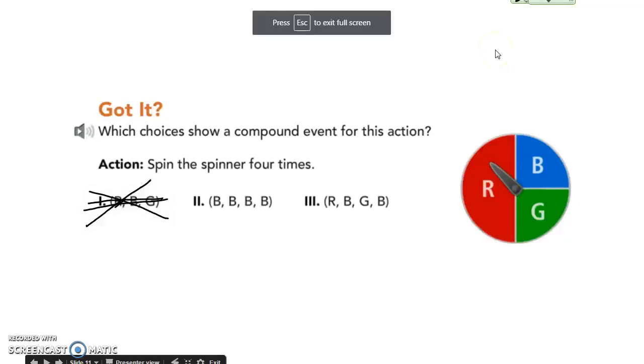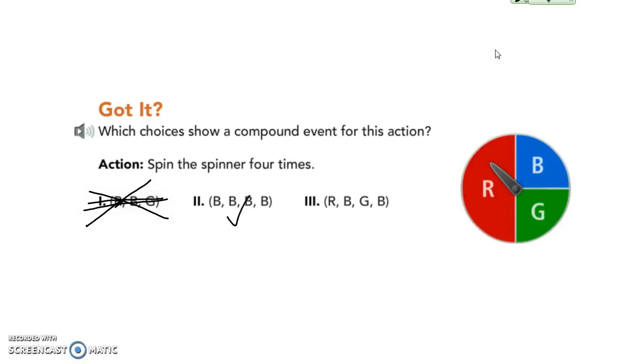So then that means option 2, could I spin blue 4 times? Unlikely, but I could do that. And then the last one, red, blue, green, blue, that could work as well. If I spun the spinner 4 times, that would be a possible compound event that I could get.